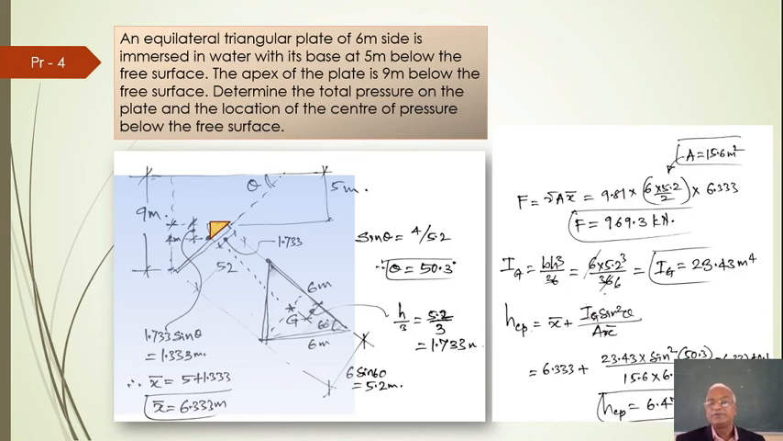If I substitute and simplify, obviously it is simple to work out with a calculator. 6.33, 23.43 sine squared theta, 50.3 divided by area 15.6, x bar is 6.33. If I simplify, you'll be getting 6.333. This whole expression is adding only 0.1, so it becomes 6.473 meters from the top. That is what the problem is. Okay, thank you. We'll stop here.